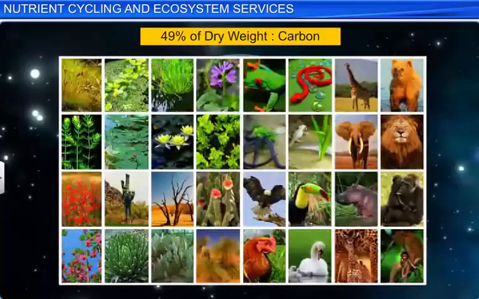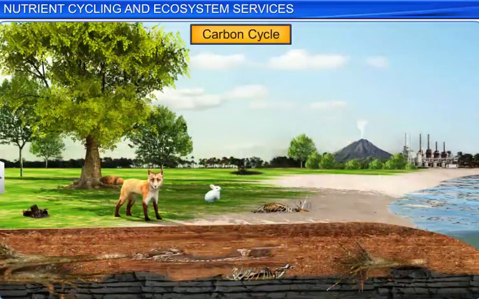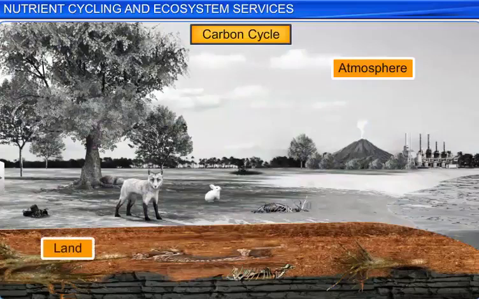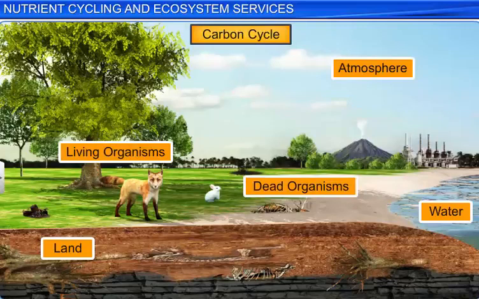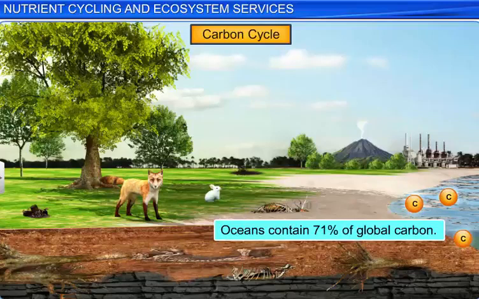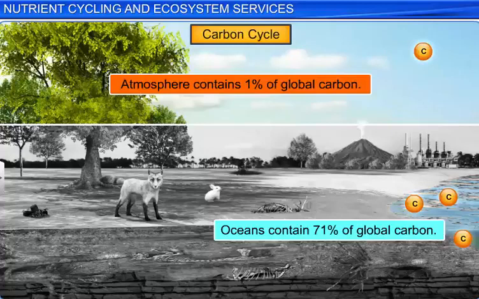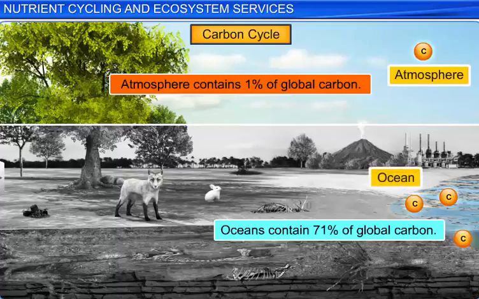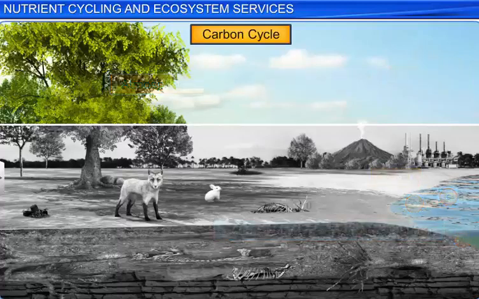The carbon cycle describes the movement of carbon in its many forms between the atmosphere, land, water, and living and dead organisms. About 71% of global carbon is found dissolved in oceans, while just 1% is found in the atmosphere. The amount of carbon dioxide in the atmosphere is regulated by the oceanic reservoir of carbon. Another reservoir of carbon is fossil fuels.